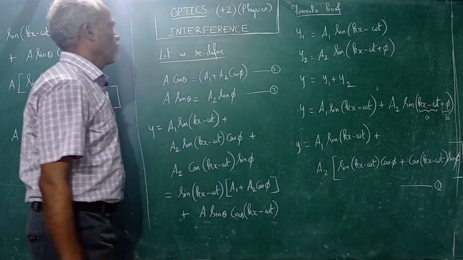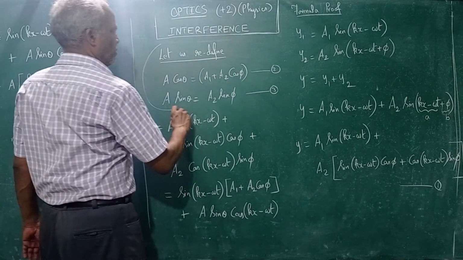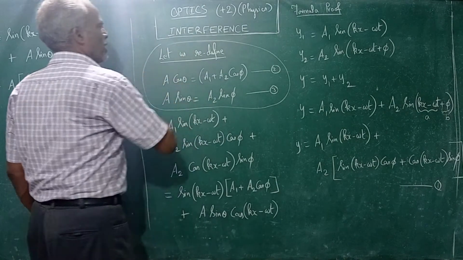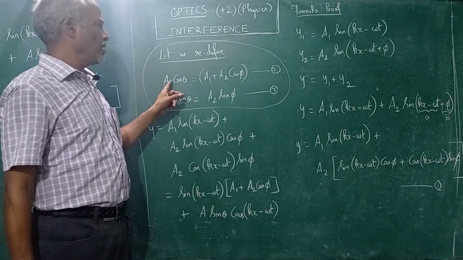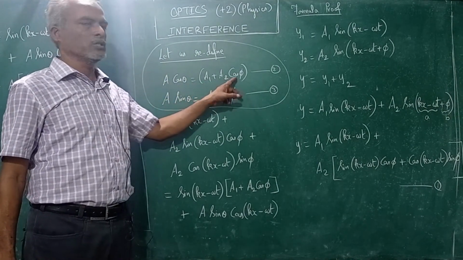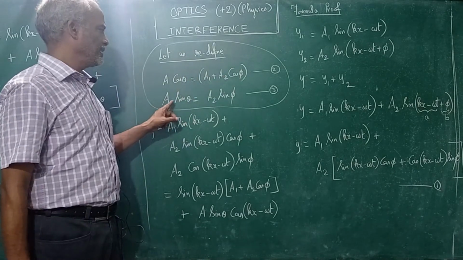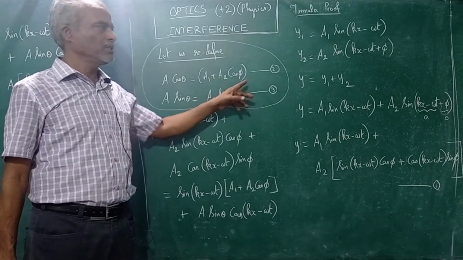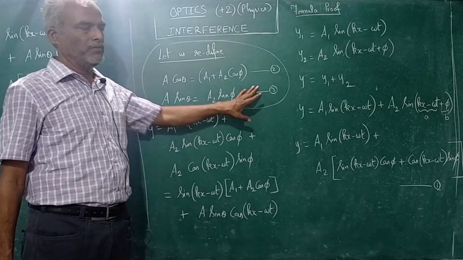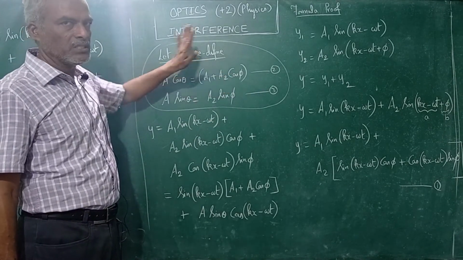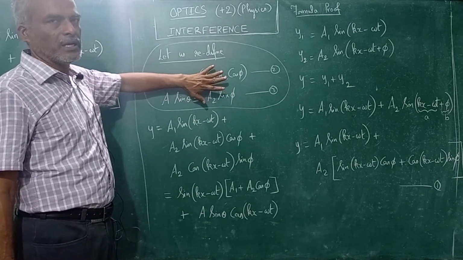Okay. Now we define two terms. Let A cos theta is a1 plus a2 cos phi. Okay. A sin theta is a2 sin phi. This is equation 2, equation 3. We will be using these two equations later on. We are just redefining it.